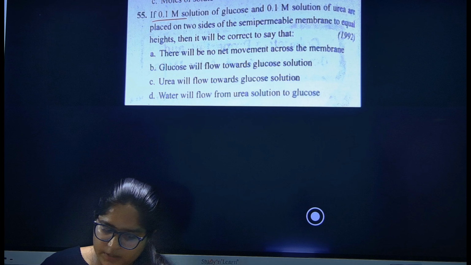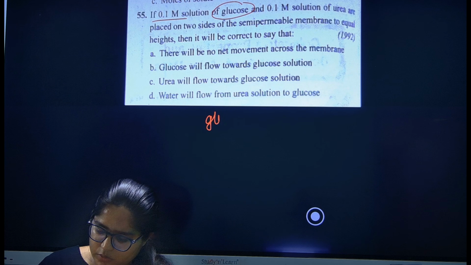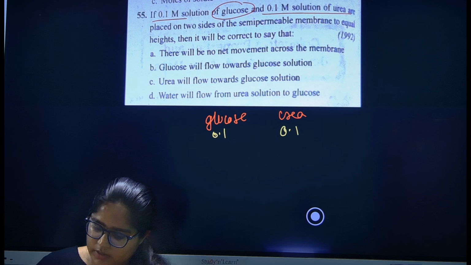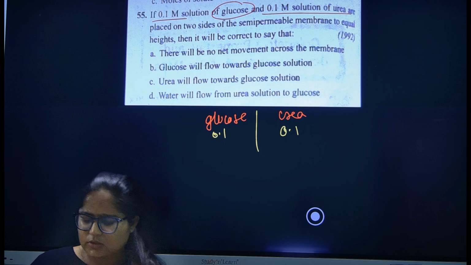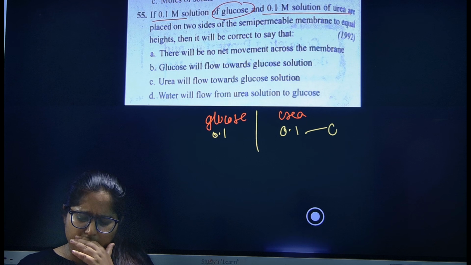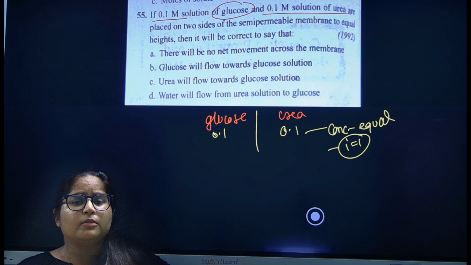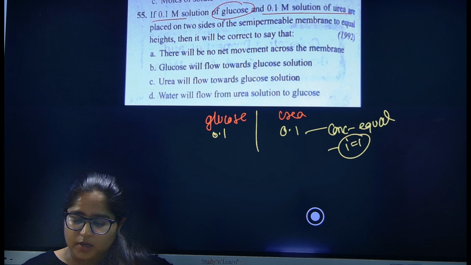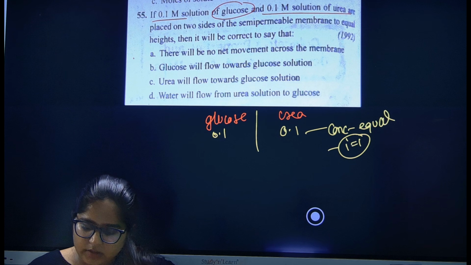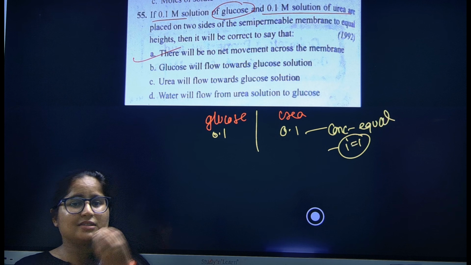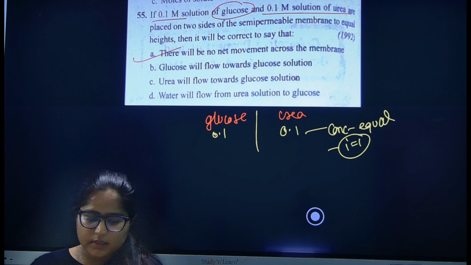If 0.1 molar glucose and 0.1 molar urea are placed on the two sides of a semi-permeable membrane to equal height, then it will be correct to say... So glucose is 0.1 and urea is also 0.1. Concentration is equal, and for both i is equal to 1, because they are neither dissociating nor associating. It means that there will be no net movement across the membrane, because concentration is the same and ions are also the same. Now let us see the next question.